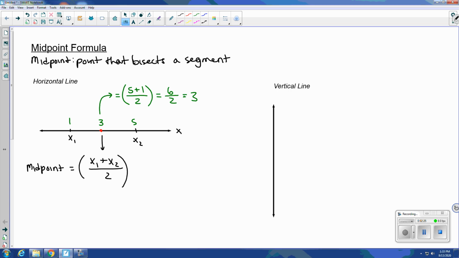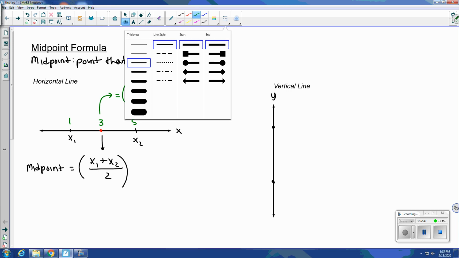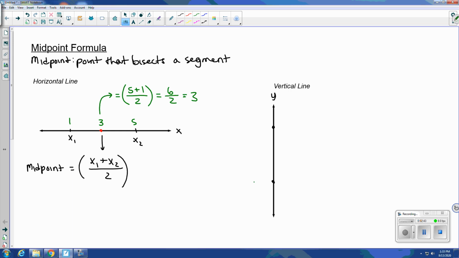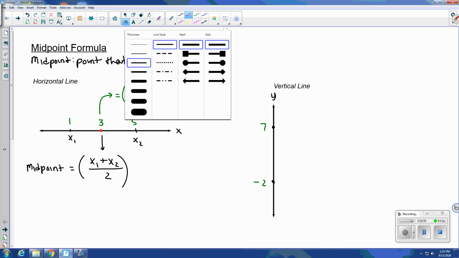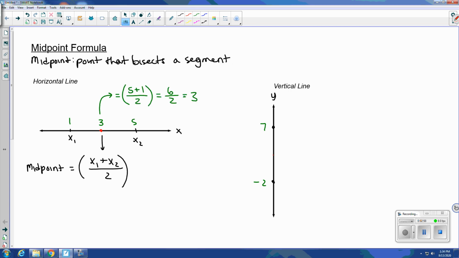And the same concept carries over to a vertical line. Here we're going to be dealing with a y-axis. We have 2 points on our y-axis. Let's look at 2 different numeric values. How about -2 and let's say 7? That is a distance of 9, so I'd want to count off 4.5 to get to my midpoint value. And our midpoint value in this case would be 2.5.